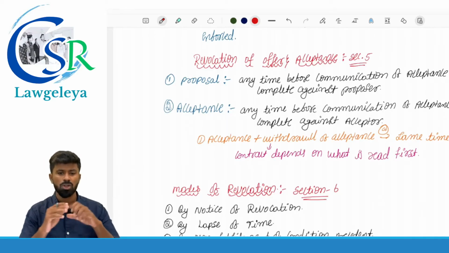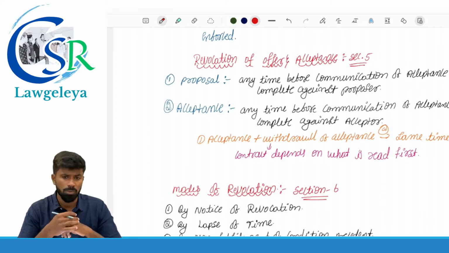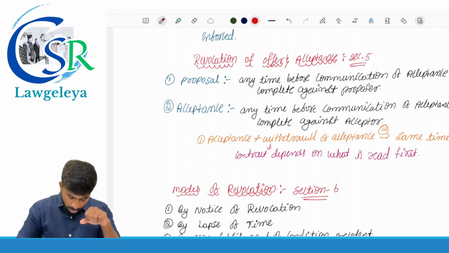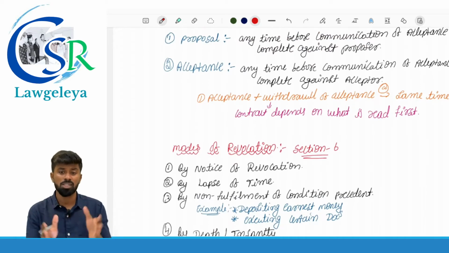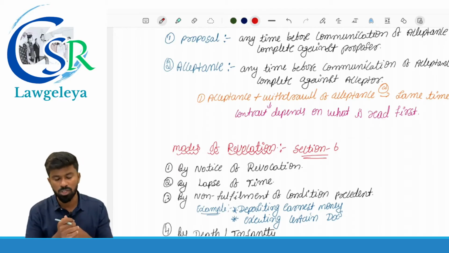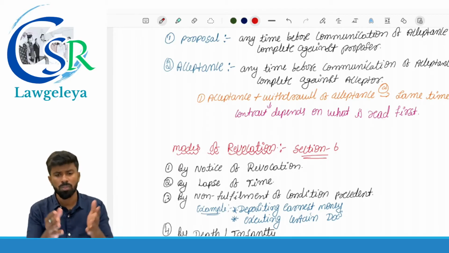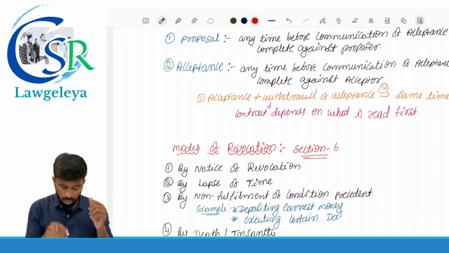Clear with this? So revocation of acceptance is possible only when the acceptance is given by what? Given by post. What if the letter of acceptance and the withdrawal of acceptance reach at the same time? Then it depends upon what is read first. If acceptance is read first, there is a valid contract. If revocation is read first, then the contract is revoked.